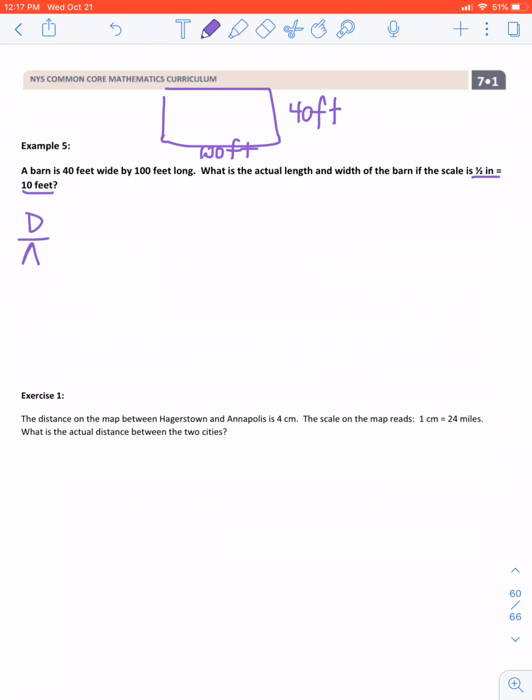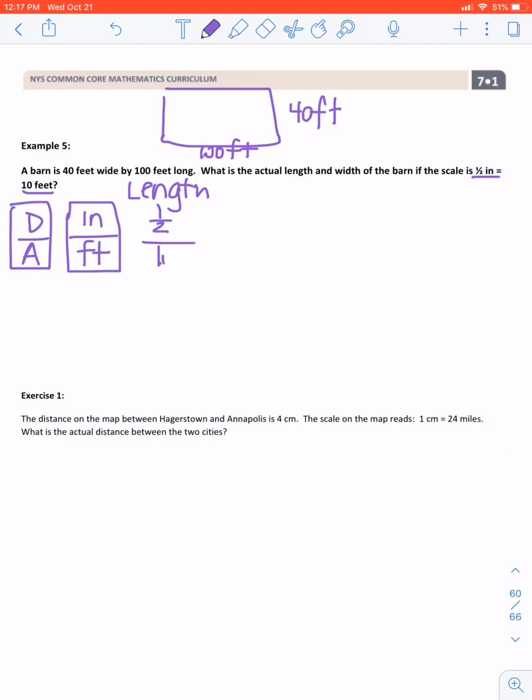So we're going to start with drawing over actual. Now we're talking about inches and feet. Inches is in the drawing, feet is in actual life. All right, so let's start with just the length. So our scale is 1/2 of an inch is 10 feet. So the scale always comes first. We know that the length is right here, 100 feet. So 100 is going to go on the bottom because that's the number of feet. X is on the top because we're finding the inches.